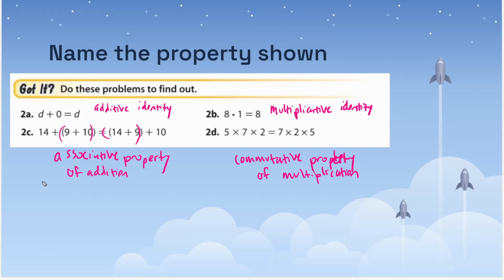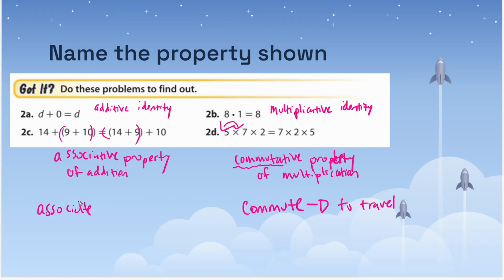Okay, so let's talk a little bit about some of these words to help you maybe memorize them a little bit better. Commute means to travel. For example, I commute to work. I travel to get to work because I don't live in the building. So commute means to move around. If you move things around, that is the commutative property.